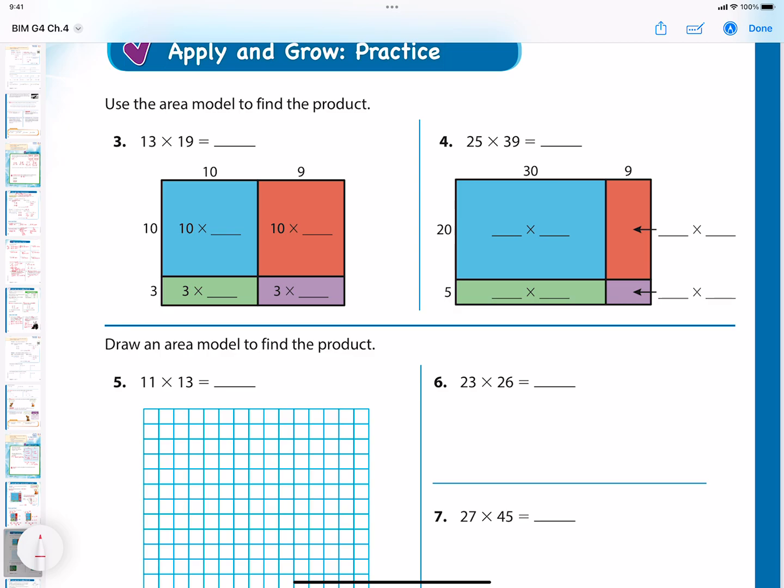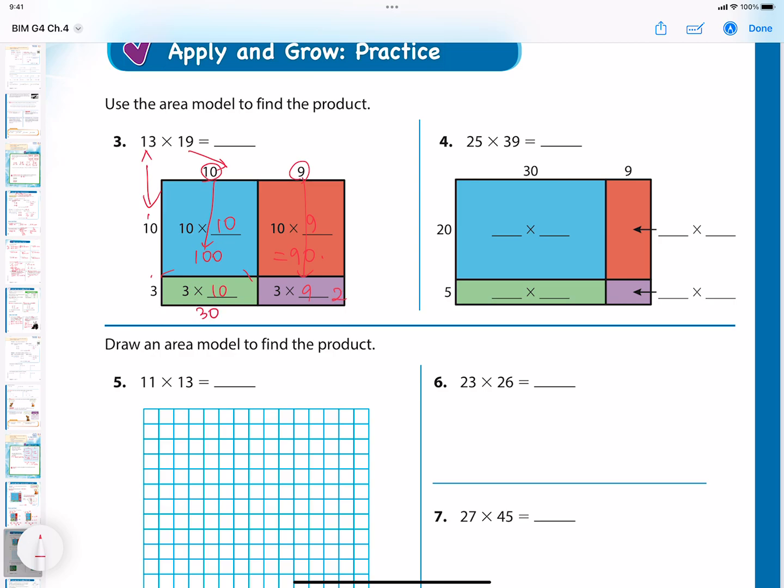All right, welcome back. Use the area model to find the product. Okay, we are going to split that into 10 and 13 here. And 10 and 19, 10 and 9. So it's going to be 10 rows of 10, which is 100, and 10 rows of 9, which is 90, and 3 rows of 10. You see, this is 10 here, same thing, remember? And 3 rows of what? This one, 9.